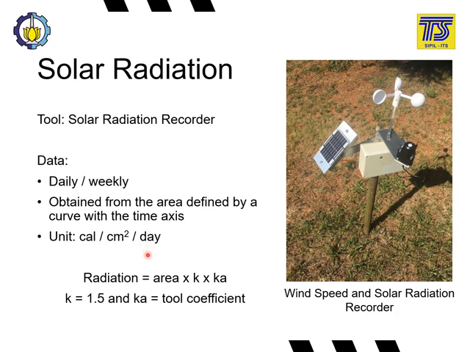And calculating the radiation can be done with this equation: the area times K times Ka. Ka is the tool coefficient, so it depends on the tool that we use.